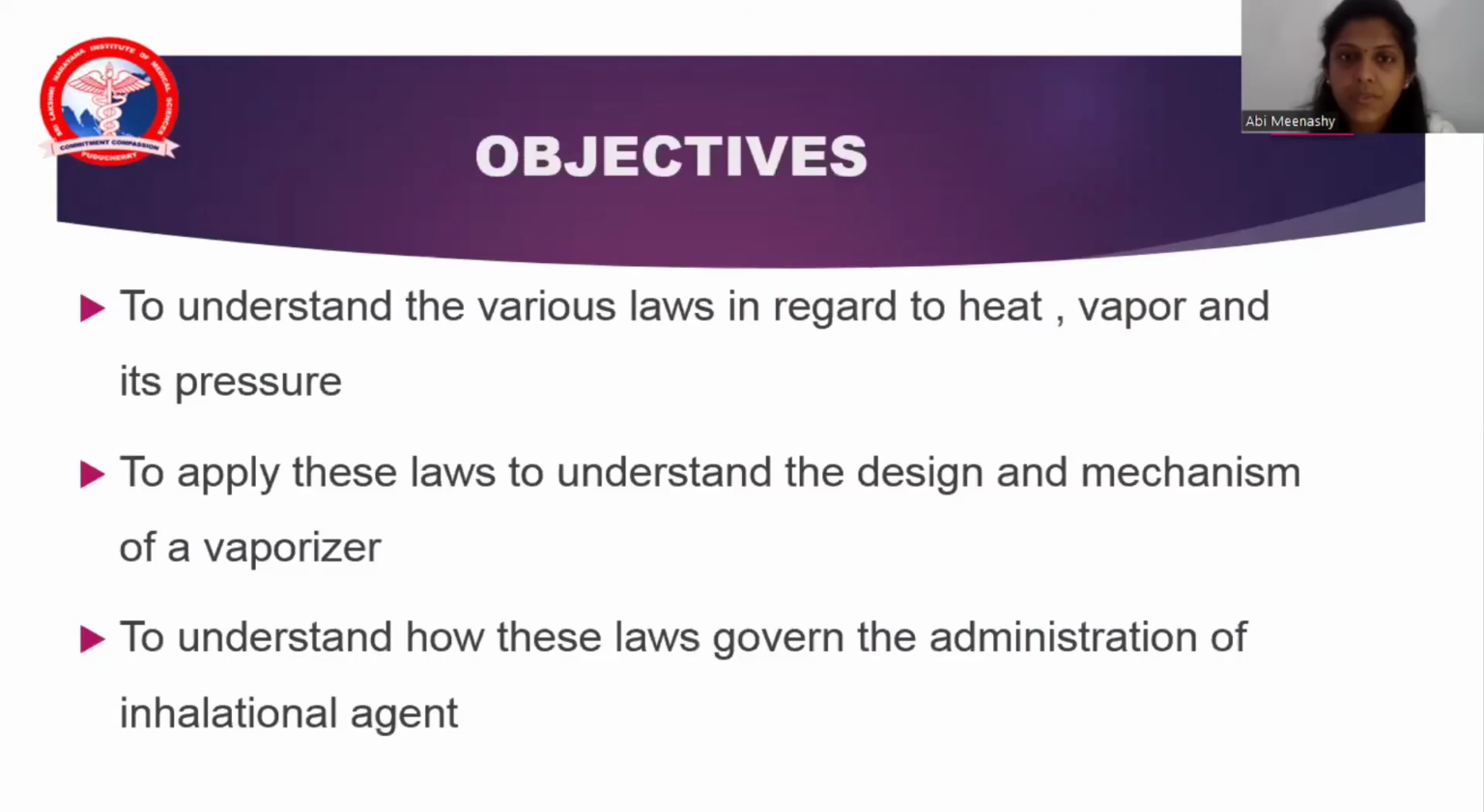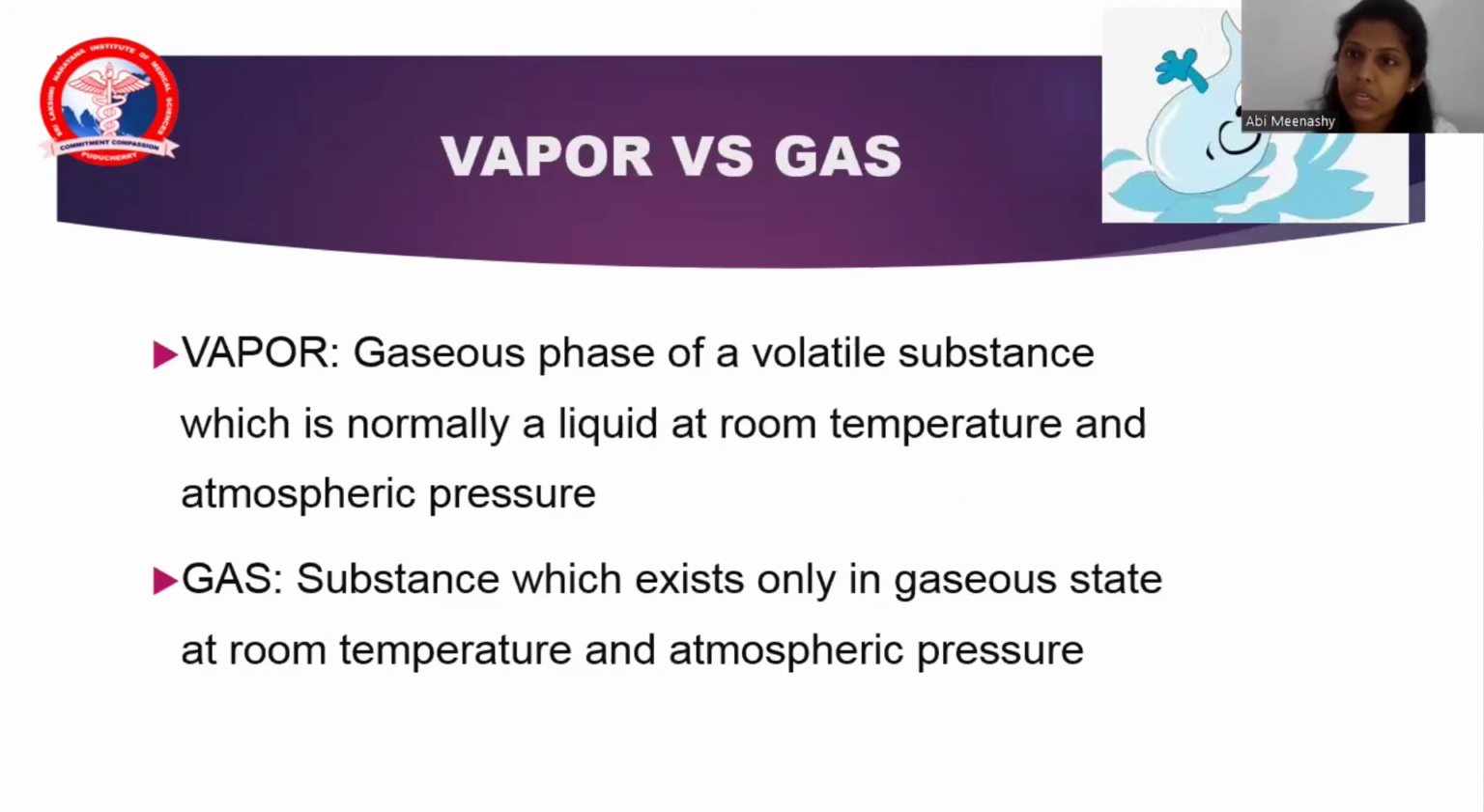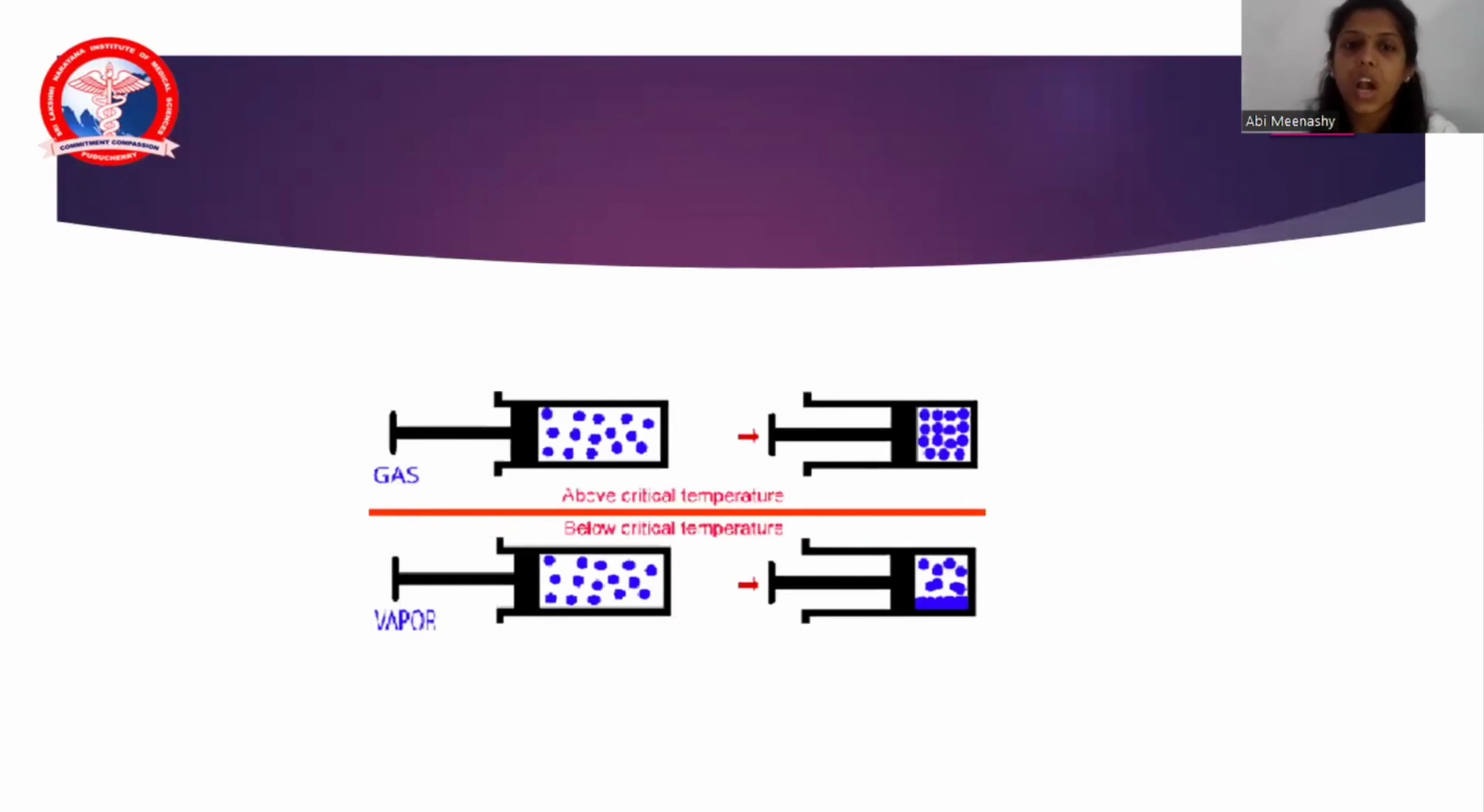Okay. First, we started with the difference between vapor and gas. Gas exists in gaseous state in both room temperature and atmospheric pressure. Vapor will be in a liquid state in room temperature and atmospheric pressure. Above the critical temperature, gas will remain as gas. Below the critical temperature, the vapor can turn into liquid.